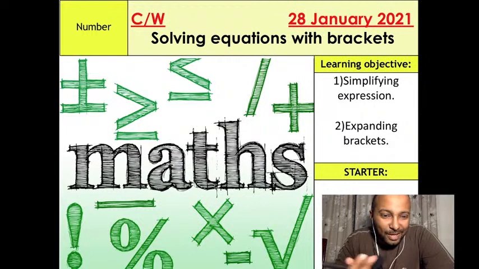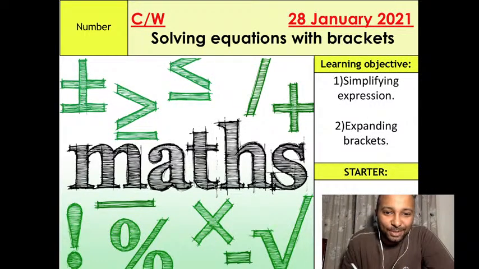Okay, so what we're going to be doing in today's lesson is solving equations with brackets. That's the main objective of today's lesson. I'm just going to quickly do some examples, and then I'm going to let you guys do some examples and some questions. So let's start off with the work. Solving equations with brackets.